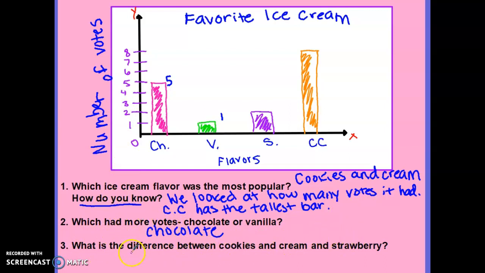All right, this last one says, what is the difference between cookies and cream and strawberry? So the difference, that's a key word right there. That tells me that I need to subtract. So if it ever says, what is the difference between, and it tells you 2 categories, you know you're going to subtract them. Between cookies and cream and strawberry.